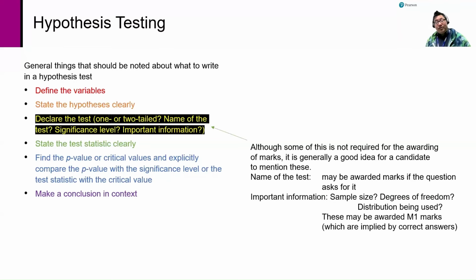The important information could be the sample size, degrees of freedom, and the distribution being used. They may be awarded M marks. Obviously, if they get the correct answer, they would still get those. But if they got the incorrect answer but at least said what distribution they were using, there are potential method marks that could be awarded here.